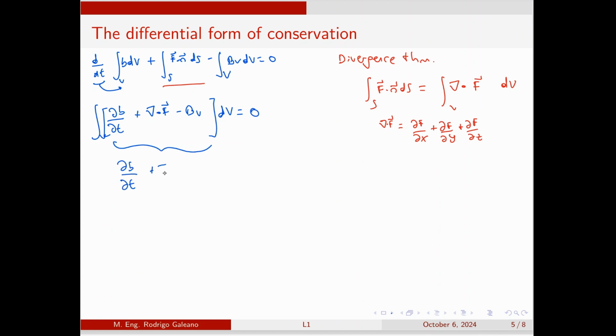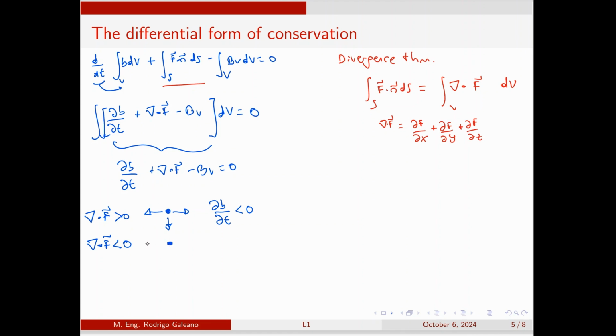And by doing this, we obtain the differential form of conservation, which is dB/dt plus the divergence of the vector field minus the generation term equal to 0. Now, this equation means the following. If we have a vector field that has positive divergence, that means if we analyze a volume of space, the vector fields are going out of that space, then the equation says that the derivative of B with respect to time should be less than 0, which makes sense. If the fluid is going out, we have less and less fluid inside a volume, so concentration should decrease.